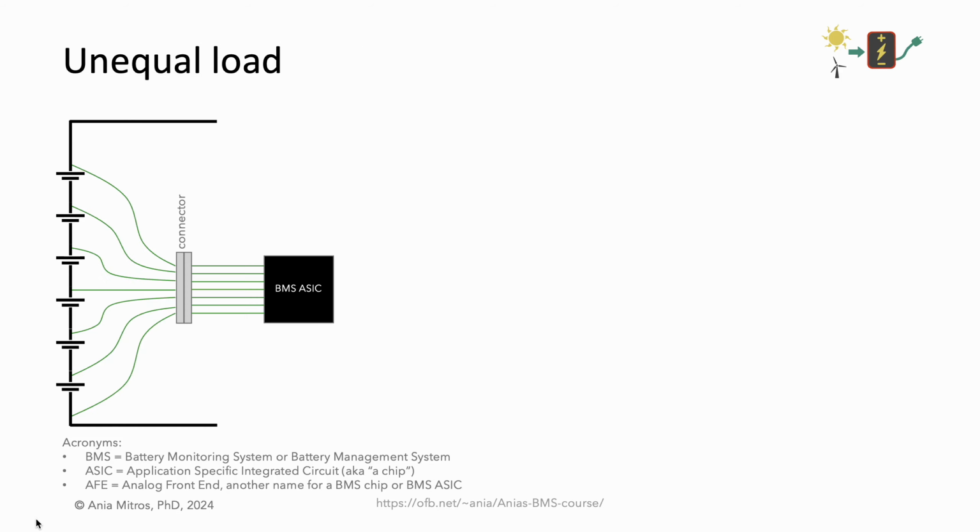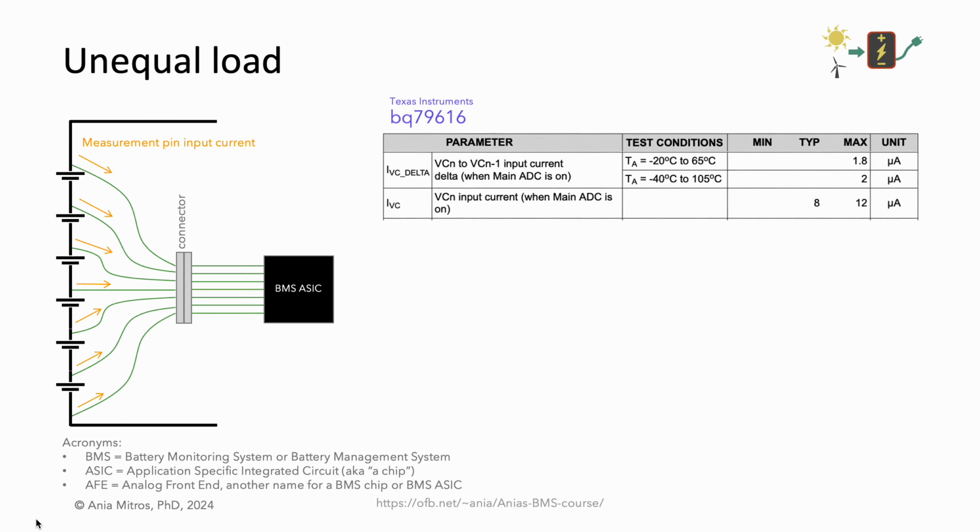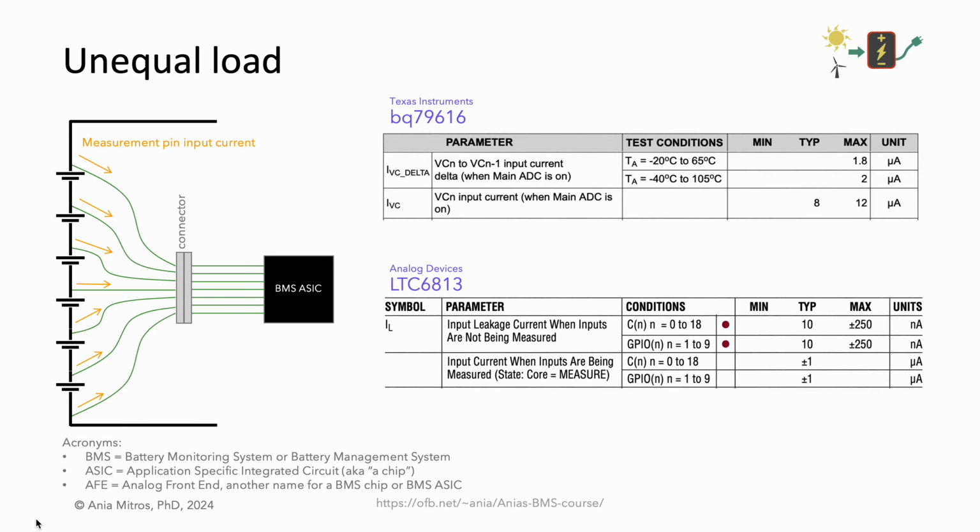Modern BMS chips are designed to have very equal input currents to minimize the imbalance caused by cell voltage measurement. For the BQ79616, for example, the measurement pin input currents are about 8 microamps and guaranteed by the datasheet to differ by no more than 2 microamps. For the LTC6813, the typical input current is a mere 1 microamp, and so we should expect the channel-to-channel variation to be smaller than a microamp. For the latest chips, the variation in measurement pin input currents is so tiny as to be generally negligible.